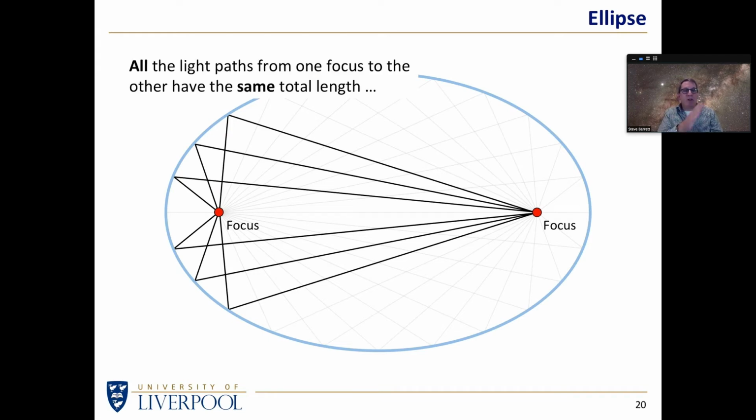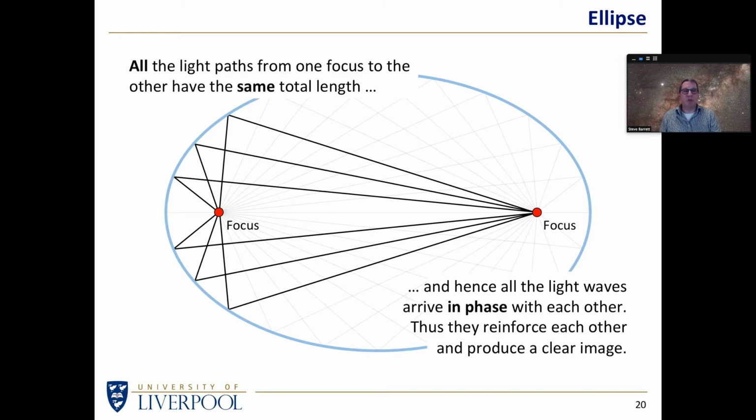And so if we had a light source at one focus, then the light would be travelling exactly the same distance to arrive at the other focus. So all of the light waves from one point would arrive at the other point. From one focus, they would arrive at the other focus, all in phase with each other. So all of the light's paths that we see there would all arrive in phase, and they would all reinforce each other and give us a nice clear image.